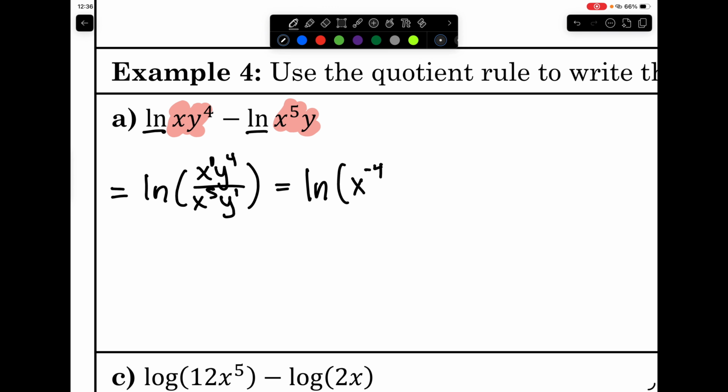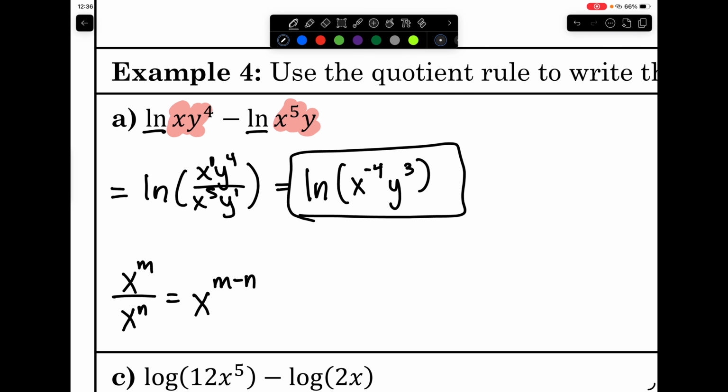I'm going to write that rule right here. If I have x to a power divided by x to another power, that subtracts those powers. So 1 minus 4 is negative 3, and 4 minus 1 is 3. So here is your solution.